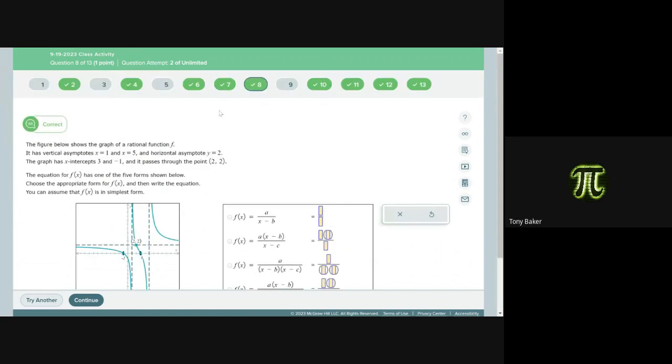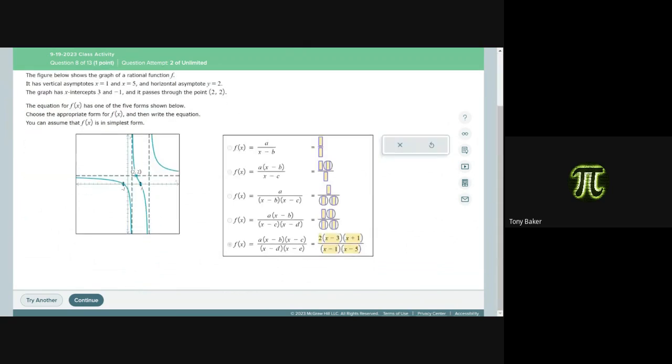All right. Any questions? Wrong. They want this factored out. You can't FOIL this one out.